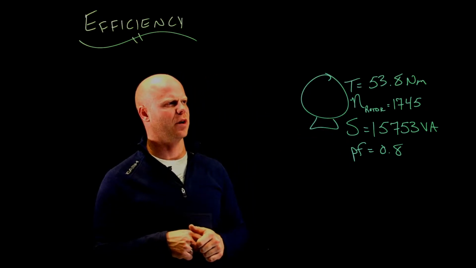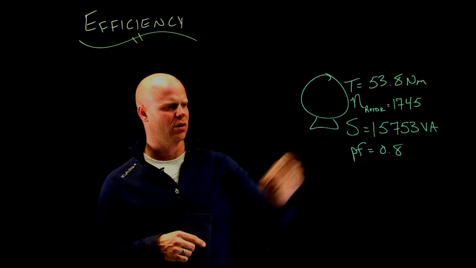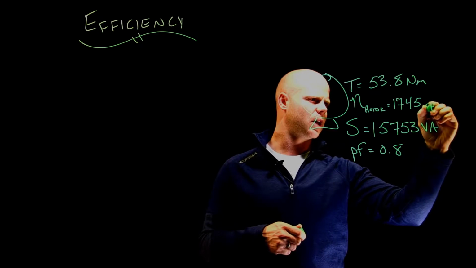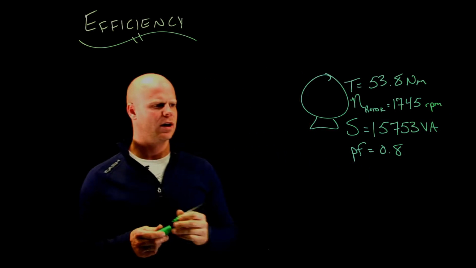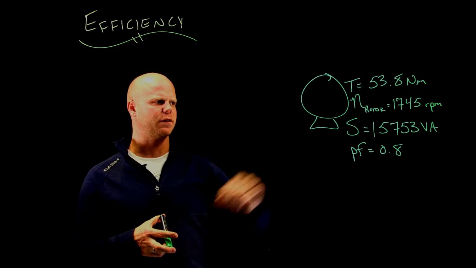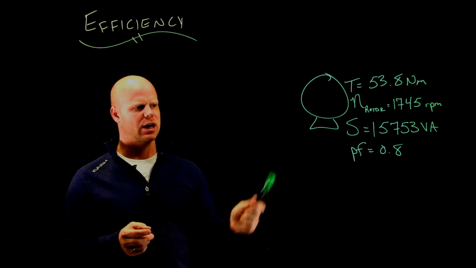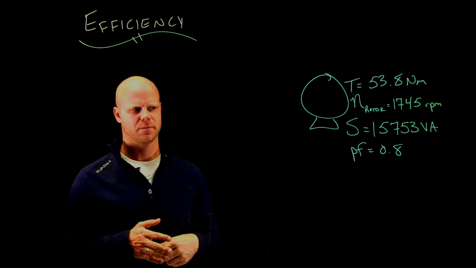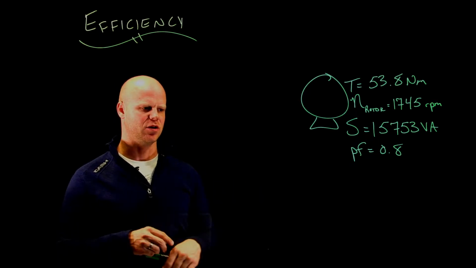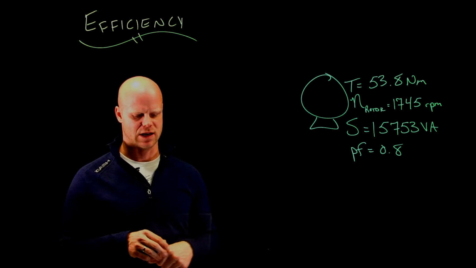So torque of 53.8 Newton meters. The speed of the rotor is 1745 RPM. The VA of this motor is 15,753 and a power factor of 0.8. We need to figure out what from this I can use to figure out what efficiency actually is.